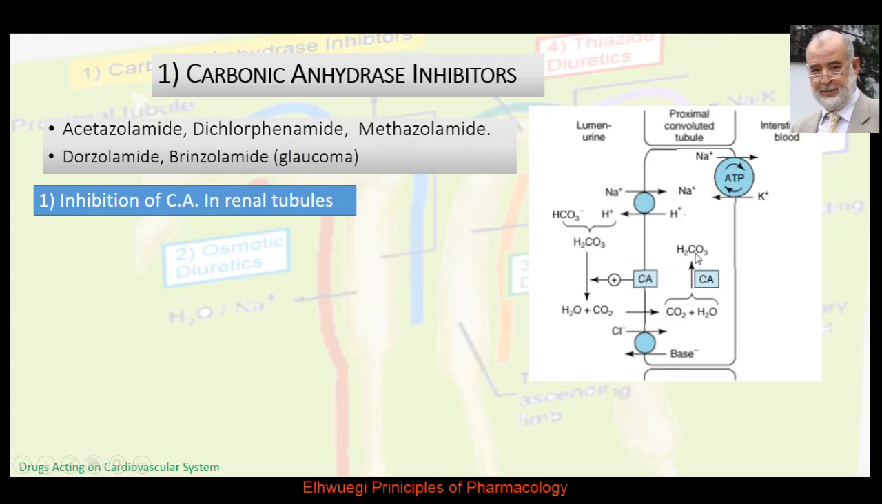It will be ionized to give us bicarbonate and hydrogen ion. So in carbonic acid, last step, it will be ionized into bicarbonate and hydrogen. As you can see, bicarbonate was outside in the urinary filtrate. Now it is inside the cell in the proximal convoluted tubule. What will happen to it then?